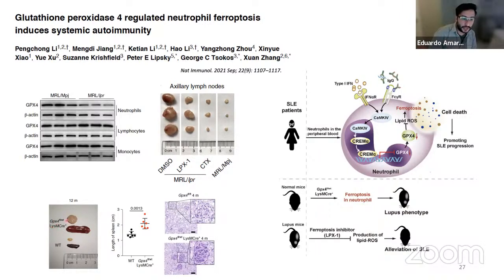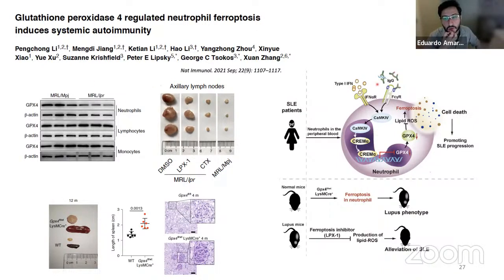Then they decided to look at the lymph nodes and spleens later on. So after a year, they saw that these mice deficient in GPX4 develop lupus spontaneously without any treatment, suggesting that the expression of GPX4 in neutrophils is important for this kind of autoimmune disease. And more specifically, they looked at the mechanism by which GPX4 expression is controlled.